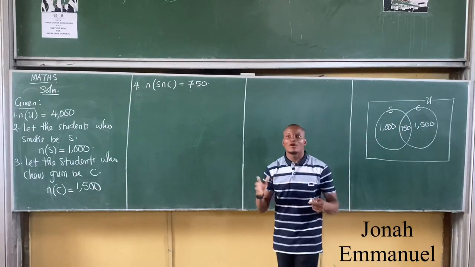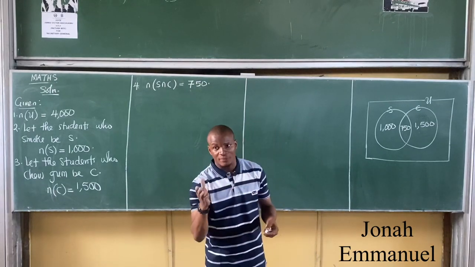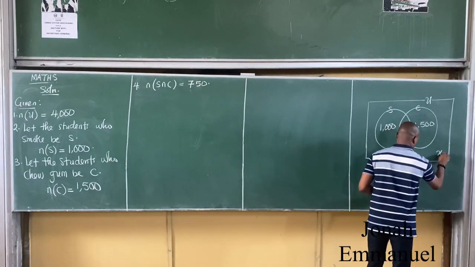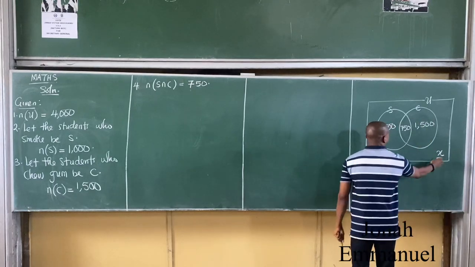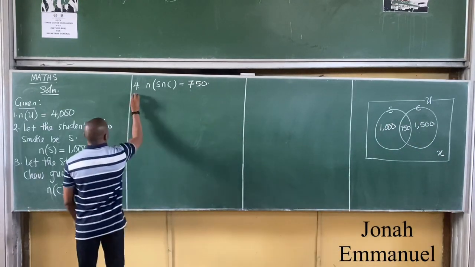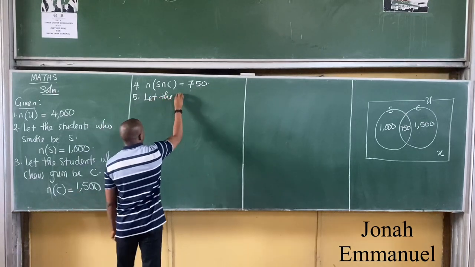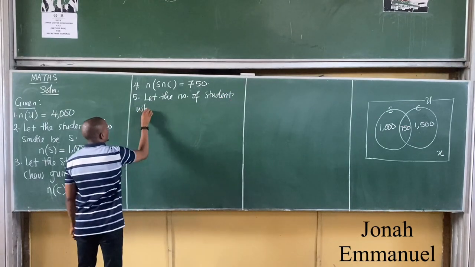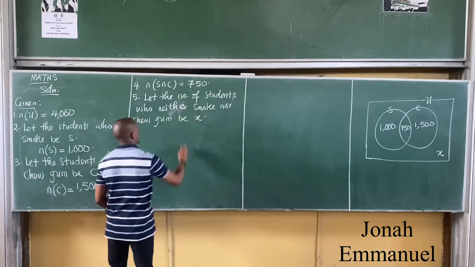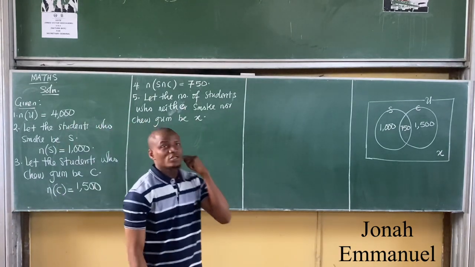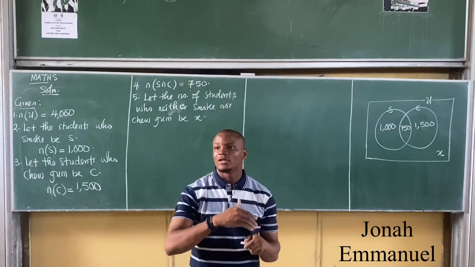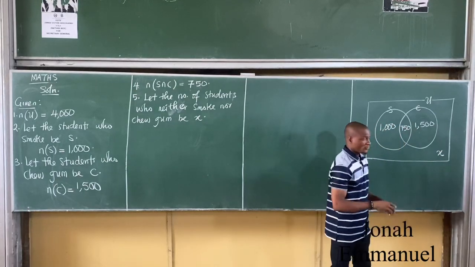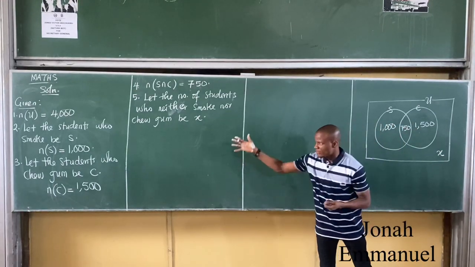The question now is, find the number of students who neither smoke nor chew gum. That becomes outside your circles. Outside the circles, I'll have this one here. Let's define x. Let the number of students who neither smoke nor chew gum be x, please. The concept is this: if you're imputing anything there, you have to clearly define it. So you don't come here and just say x. Of course, x is not the question. If you have to add anything there, define it. So by 2.1, define all of this.